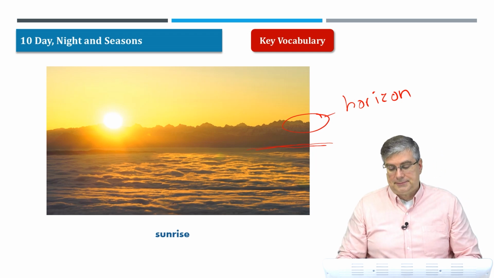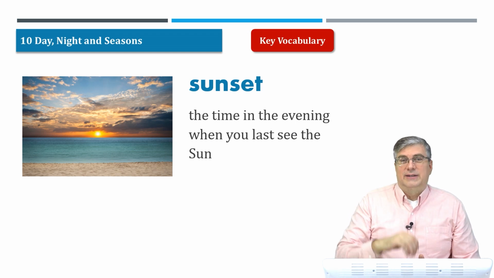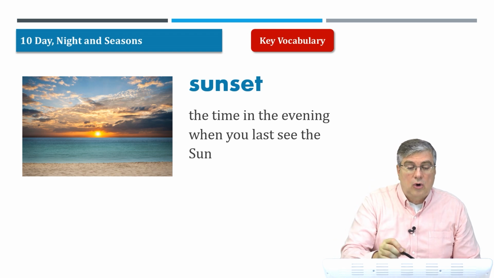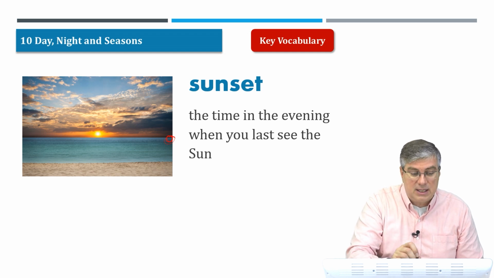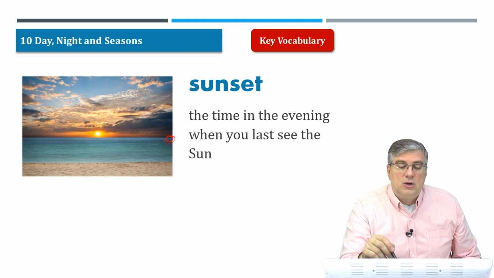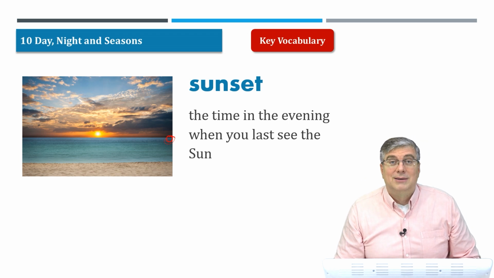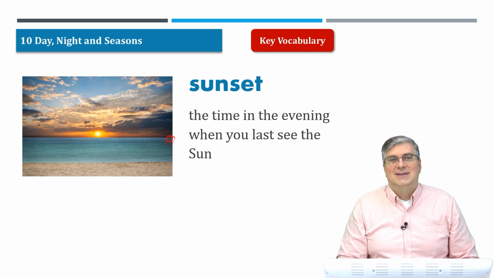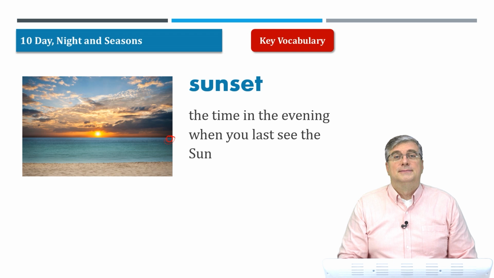Okay, good. What is the opposite of sunrise? Of course, that is sunset. The sun seems to fall down and disappear over the horizon. This is the horizon here, right? The edge of the land, or the sea in this case, the edge of the water. Sunset is the time in the evening when you last see the sun. Bye-bye, sun. We'll see you in the morning. Okay? So when you last see the sun, that is the sunset. Okay, those are the words for vocabulary today.